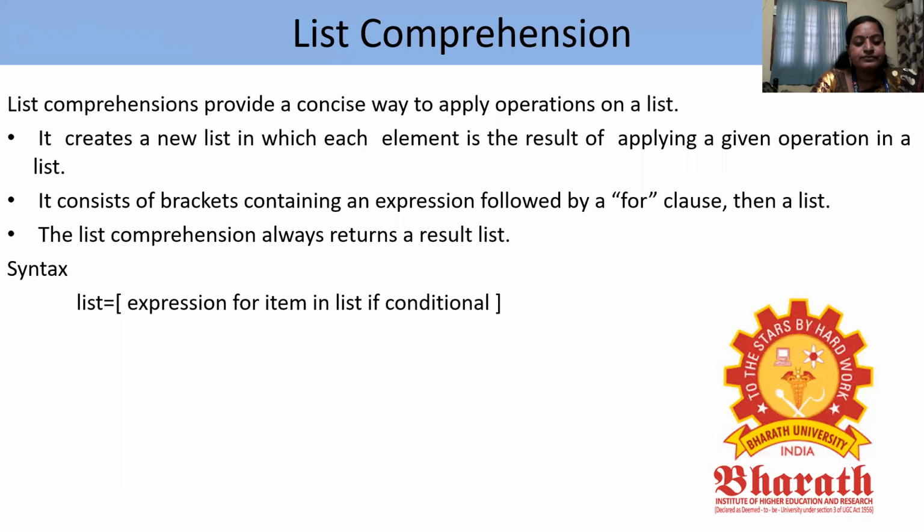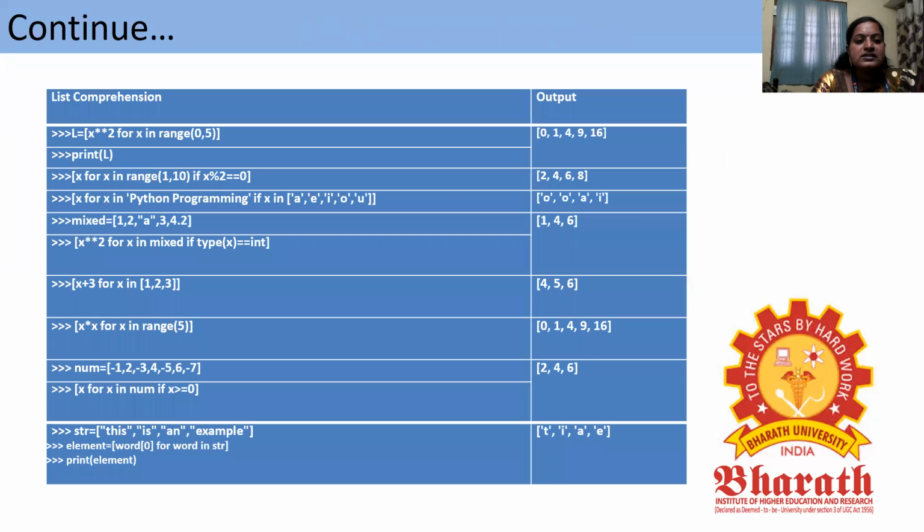So in the bracket you have a for loop as well as an if condition also. Okay. So this is an example for list comprehension. So L equal to x double star 2 for x in range 0, 5. So double star means x power 2.